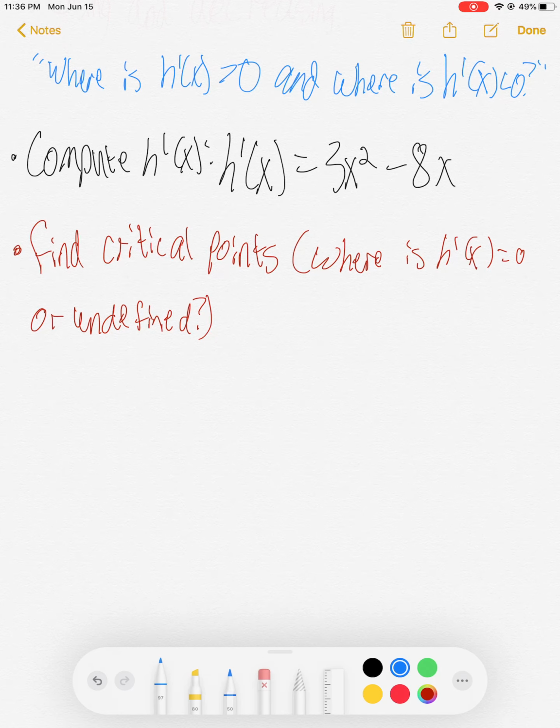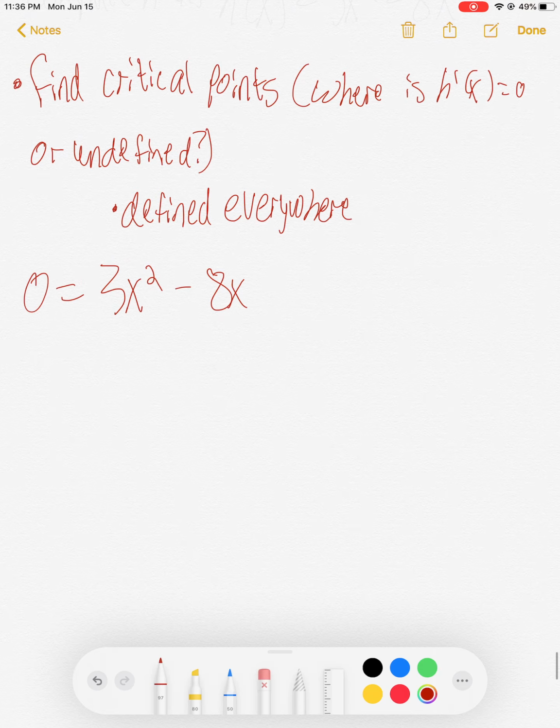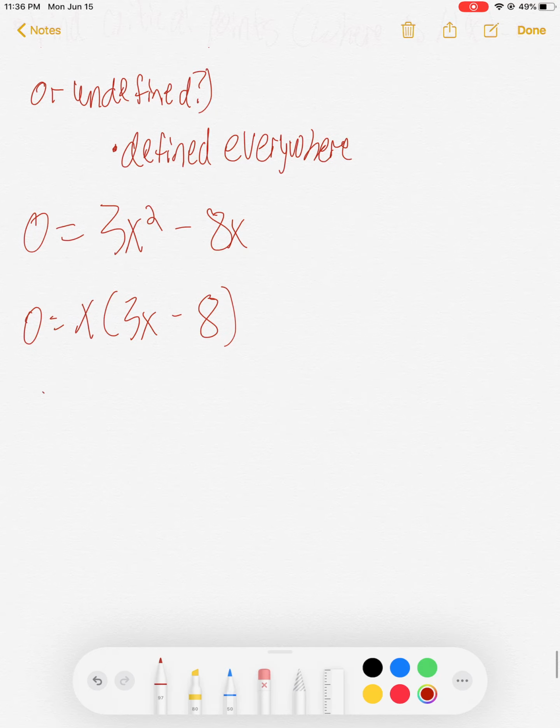Now, we want to find the critical points, which you will recall is where h prime of x is equal to 0 or undefined, right? Where does it break? Well, it's defined everywhere, so I don't think we're going to have to worry about that. No matter what I plug in for x there, I'm not going to be dividing by 0 or taking the square root of a negative number. Everything's going to be perfectly legal. So it's defined everywhere.